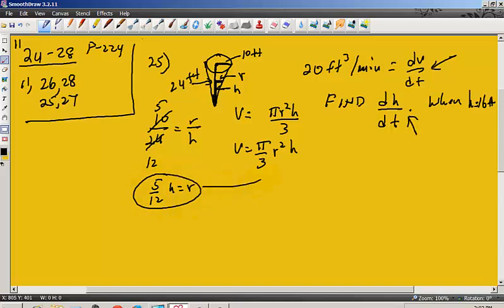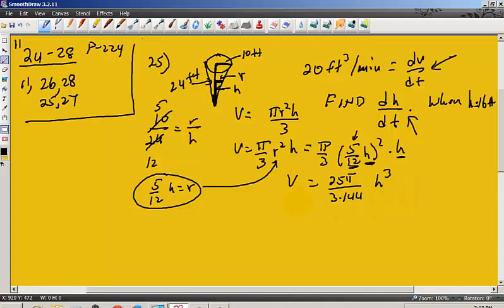I'm going to take that information and put it right there. So when I do that, I'm going to get pi over 3, 5 over 12 h, quantity squared, times h. Just made a substitution, so I can clean this up a little bit. This is 25, so I'm going to get 25 pi on the top. This is 144 times 3, so I'm going to leave it as 3 times 144. I'm doing that because of my mathematical maturity. That's h squared times h, which is h to the third, because I know where I'm going with this.